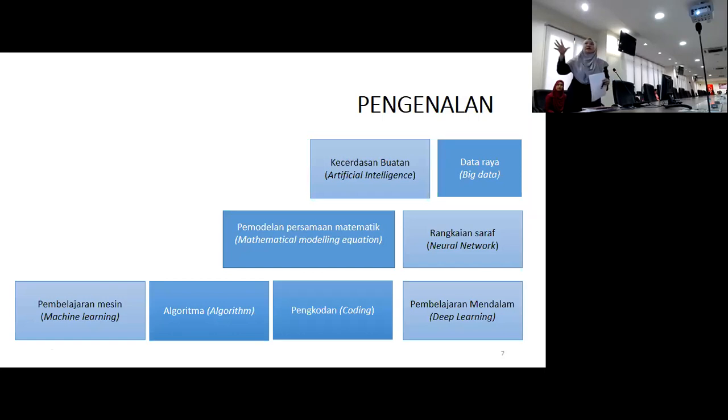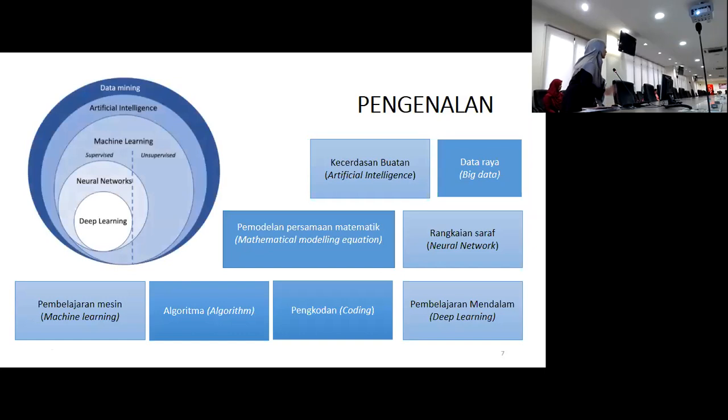These are words that are often closely related to my topic today, which is artificial intelligence, big data, mathematical modeling equation, neural network, deep learning, coding, algorithm, and machine learning, of course. But how does it all relate? Basically it starts with data mining. We use a lot of data and information, and use artificial intelligence.